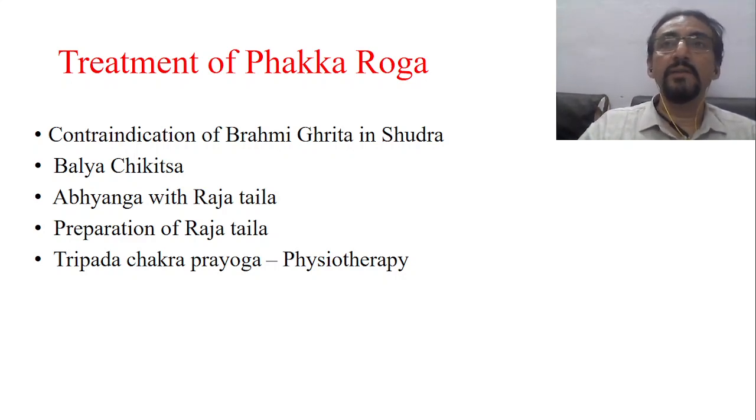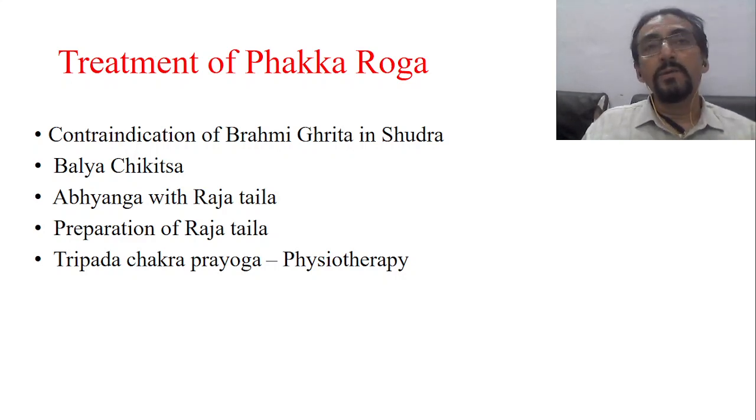Bastaya Snehapanani, Svedasya Udvartanani cha. So Snehana, Svedana, then Udvartana, and then Basti, then Virechana. So everything has been mentioned. Okay, especially this Bastaya Snehapanani Svedasya Udvartana, this is mentioned for a Phakka Roga condition where the emaciation is more.